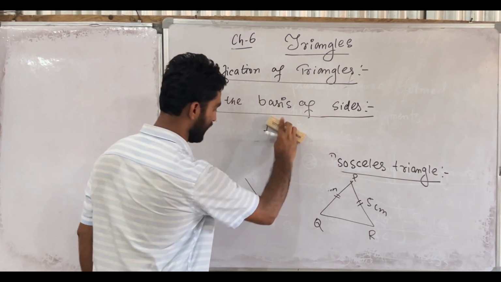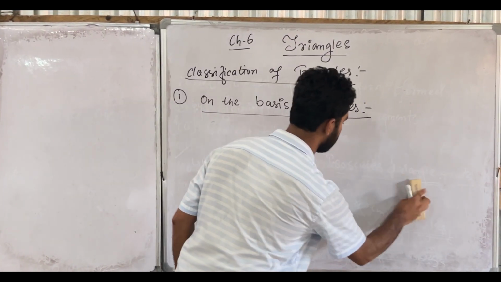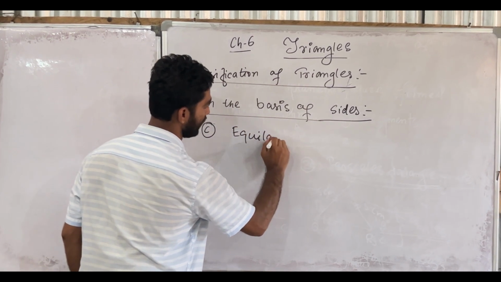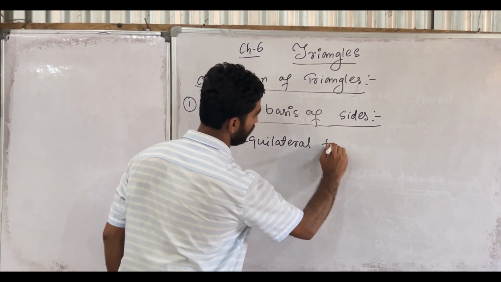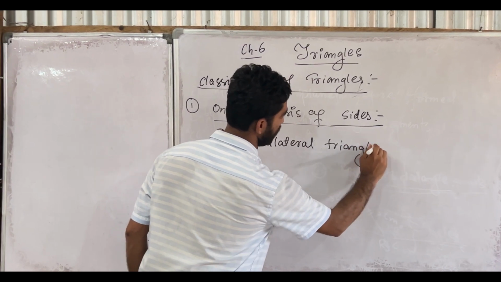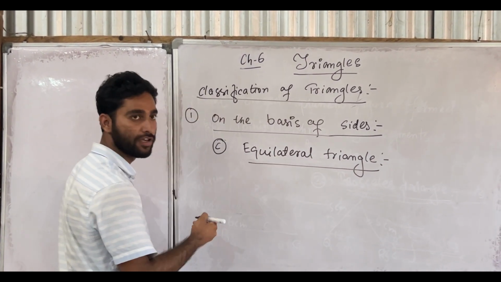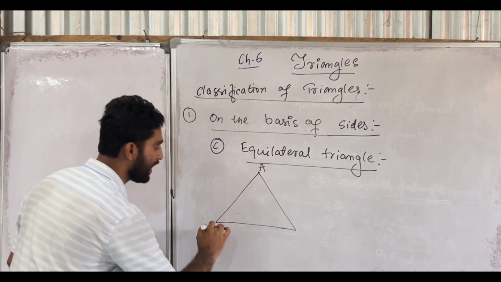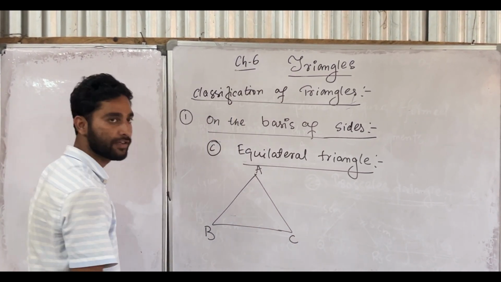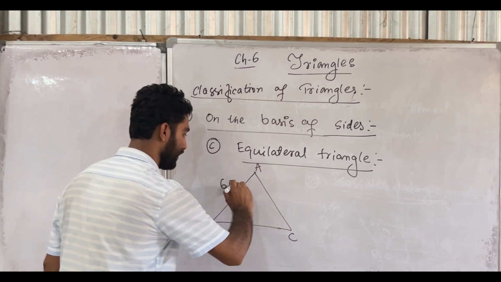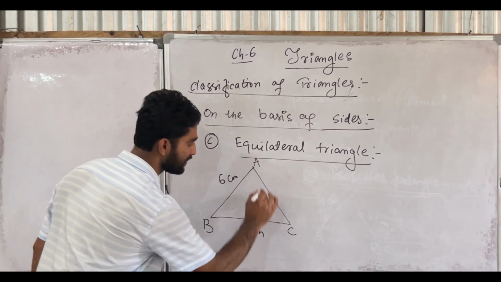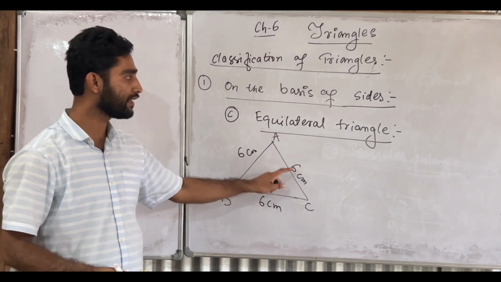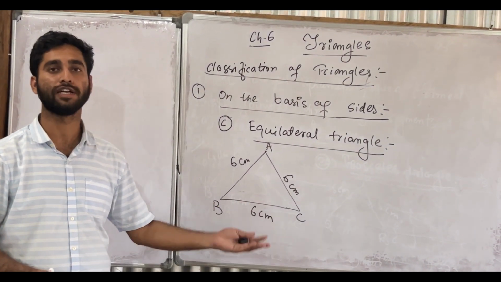And the third type of triangle is called equilateral triangle. Equilateral triangle means what? Now on the basis of sides we are classifying the triangle. Let's suppose I have a triangle ABC. AB is 6 cm, BC 6 cm, AC also 6 cm. So if in a triangle all the sides are equal, then this kind of triangle is called equilateral triangle.